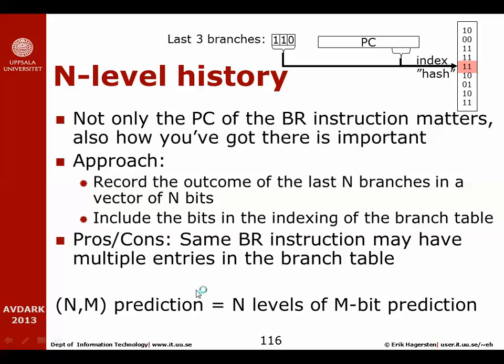This is typically called an (N,M) predictor with N levels of global information and M bits in the prediction. So in this example, this would be a (3,2) predictor. We have 3 global bits and we have 2 prediction bits.